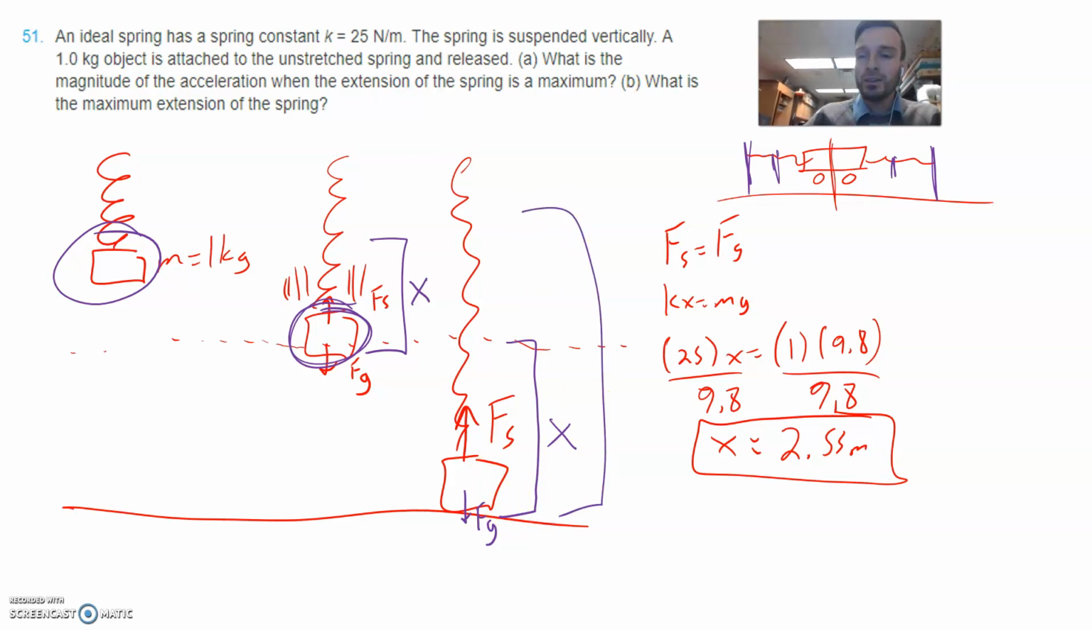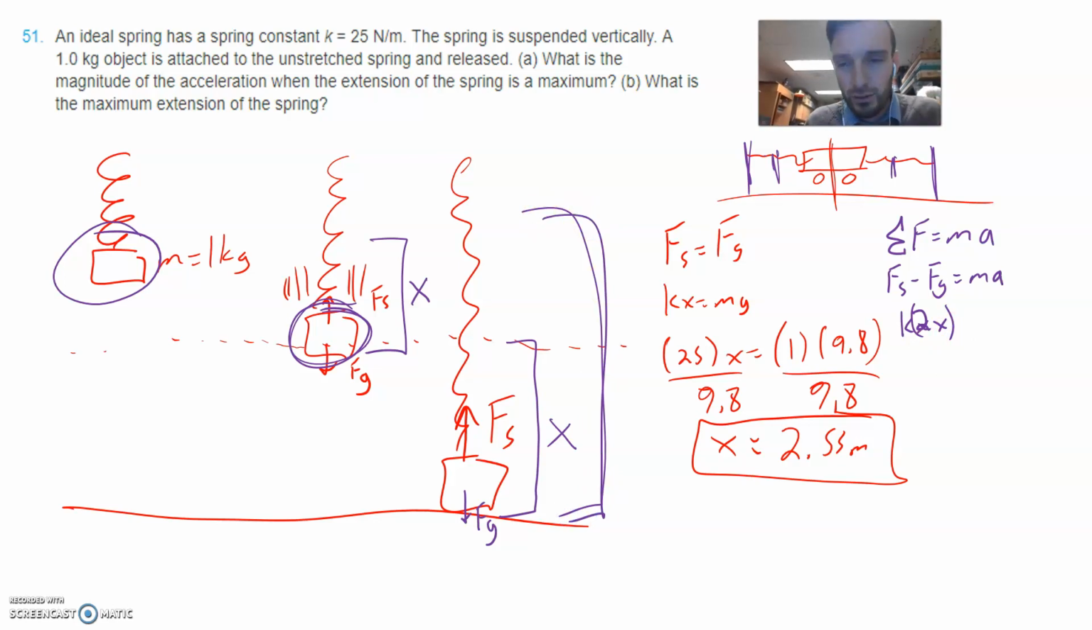So down here at the bottom, we'll write a sigma F equals ma expression. Fs minus Fg equals ma. The Fs at the bottom is Kx, and instead of Kx, I'm going to put K2x. Do you see why I did that? Because the distance is twice the x that we already solved for. You'll see when I plug it in. The mass is that, and a is the thing we're trying to solve for.